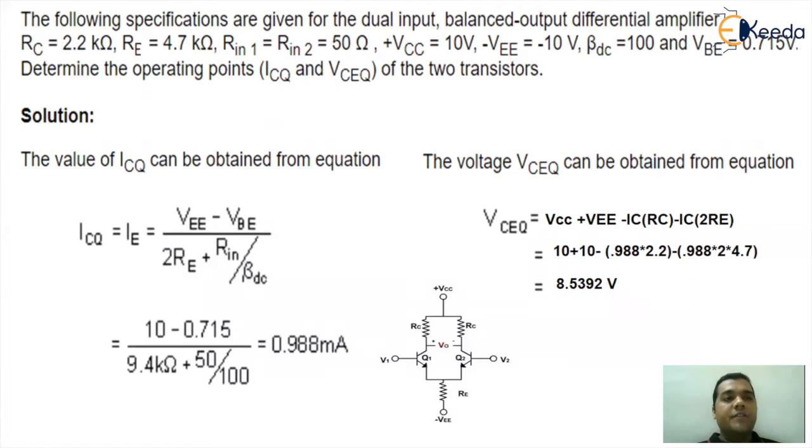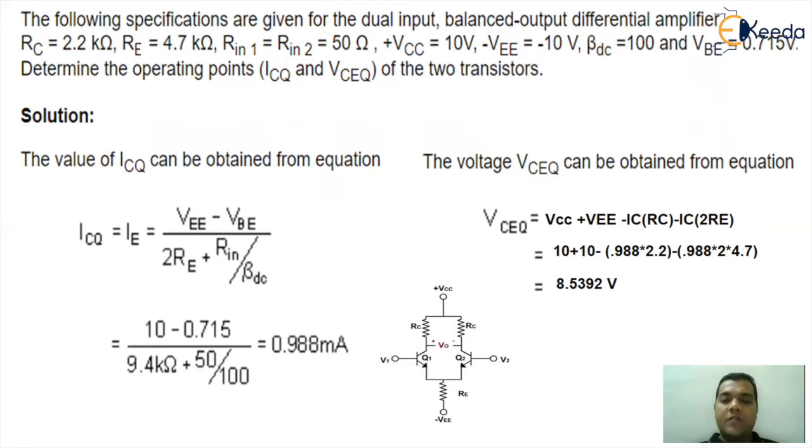Here we have a question. The following specifications are given for a dual input balanced output differential amplifier: RC equal to 2.2 kilo ohm, RE equal to 4.7 kilo ohm, the internal resistances of the source RS1 and RS2 equal to 50 ohm, VCC as 10 volt, VEE as minus 10 volt, beta DC equal to 100, and VBE equal to 0.715. Determine the operating point ICQ and VCQ for the two transistors.